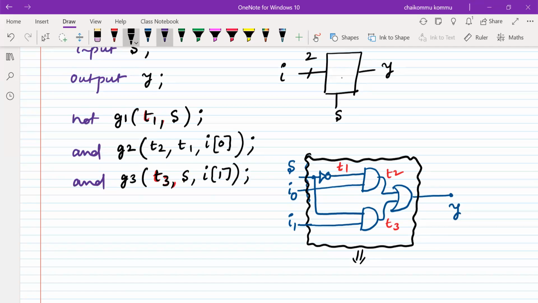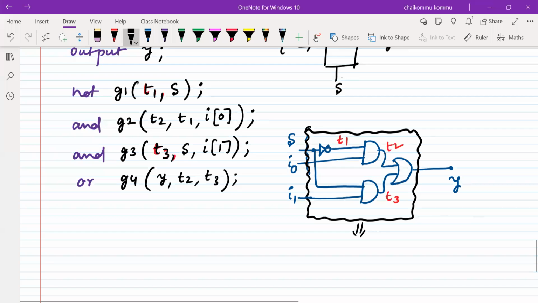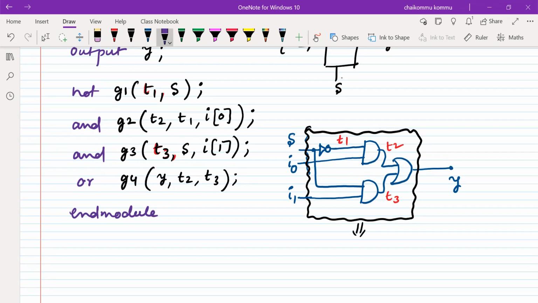Another one is we need to write an OR gate, G4. What are the connections? Y, T2 comma T3. Right. Finally, we need to write the AND module. Is that simple? We need to write the end module.